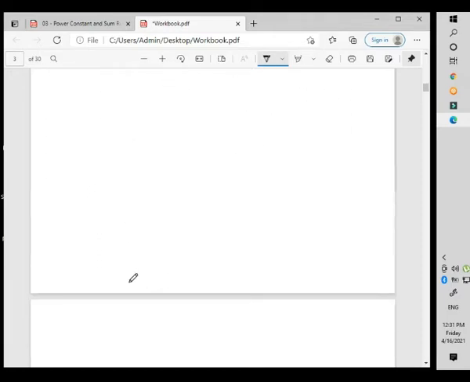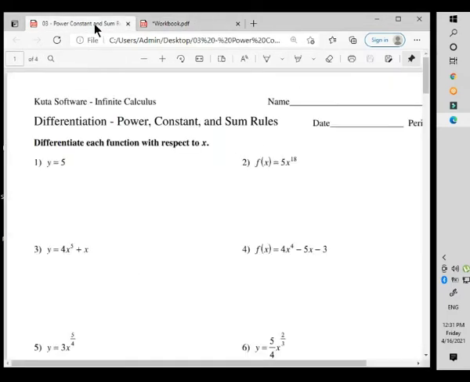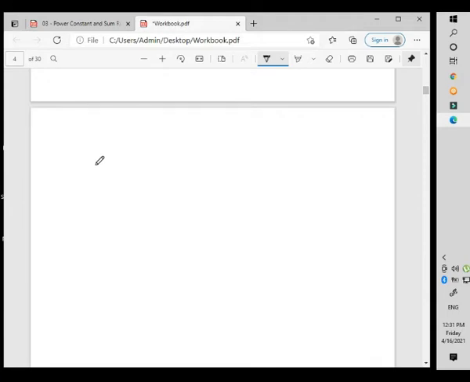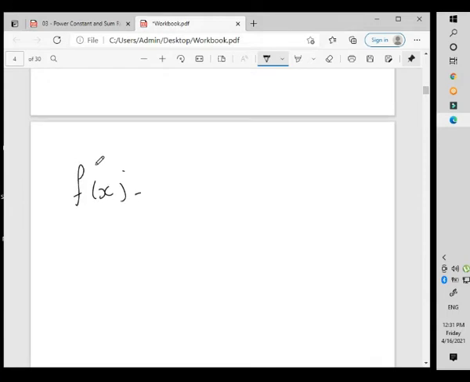Alright, so the next question is number 4, where I have f of x equal to 4x to the 4th minus 5x minus 3. So f of x is equal to 4x to the 4th minus 5x minus 3. So f prime of x, now notice that we have a constant here, so this is automatically going to give me 0. I'm just going to work this one quickly.